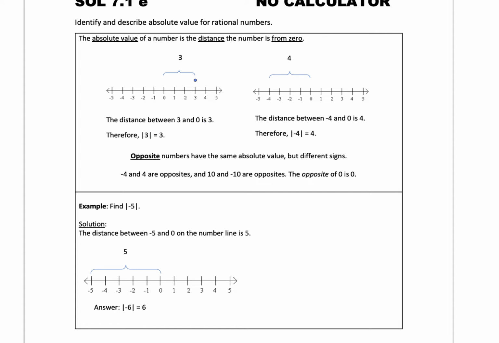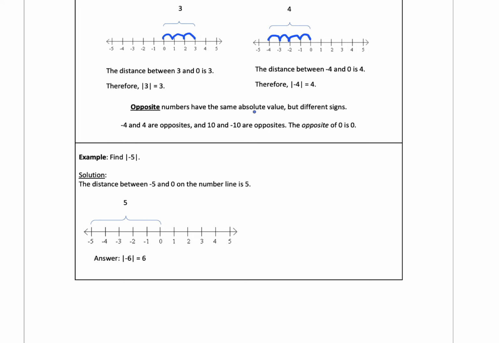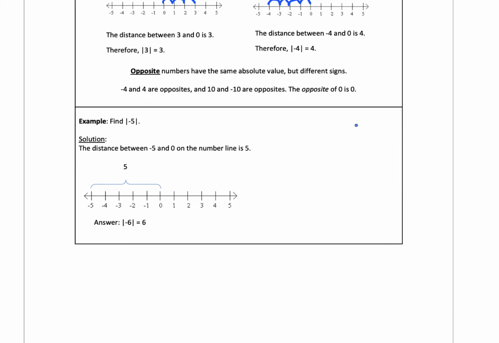So it's how far 3 is from 0. So you would count 1, 2, 3 spaces, so its distance is 3. Down here we have the absolute value of negative 4. Negative 4, between that and 0, we would have 1, 2, 3, 4 spaces, so the absolute value of negative 4 is 4. So opposite numbers have the same absolute value but different signs. So negative 4 and 4 are opposites, and 10 and negative 10 are opposite. The opposite of 0 is still just 0. So that's just something to remember.